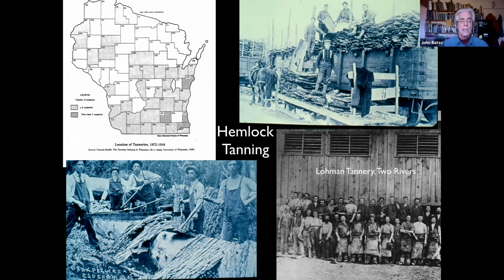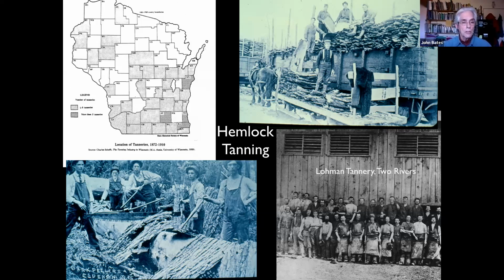Anyway, 2 million hides, and the statistic is it takes the bark from 1 hemlock tree to tan 1 hide. So if you think of 1907 alone, 2 million hides, somewhere around 2 million hemlock trees. Now, there were other trees being used, but hemlock was the main tree being used, particularly for heavy leather, for boots and so forth. So we were cutting down an enormous number of hemlocks.